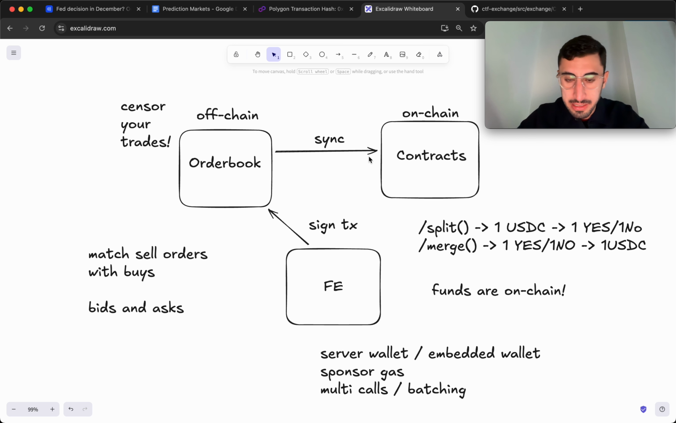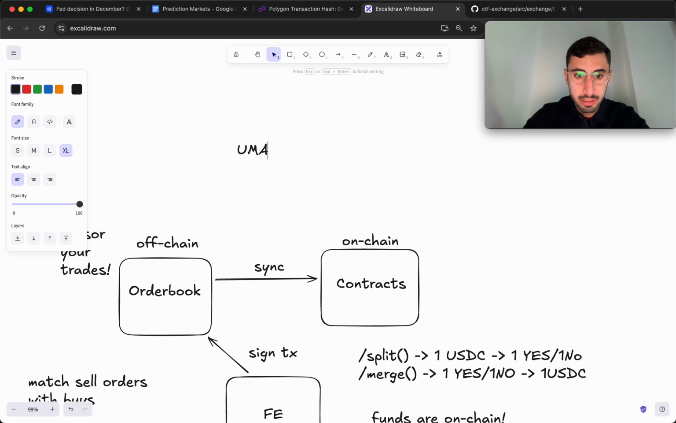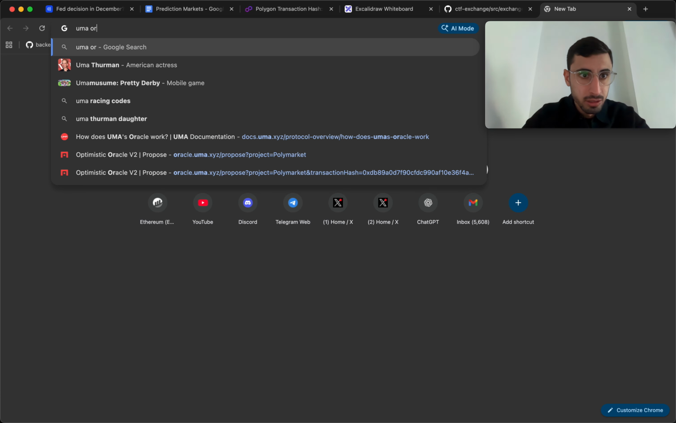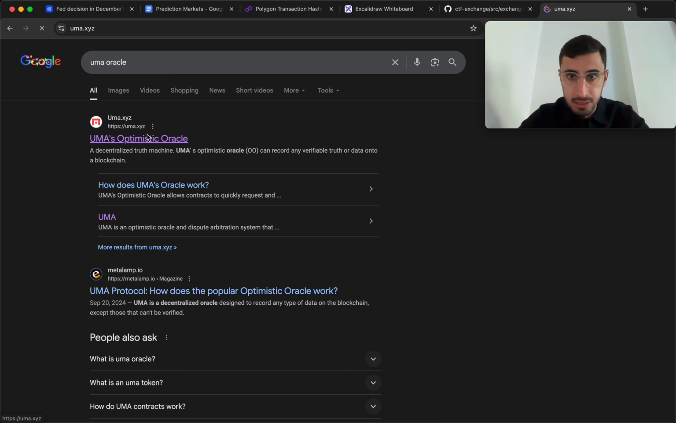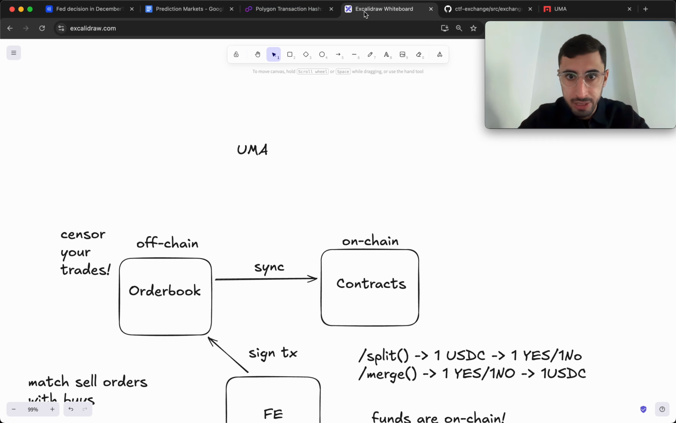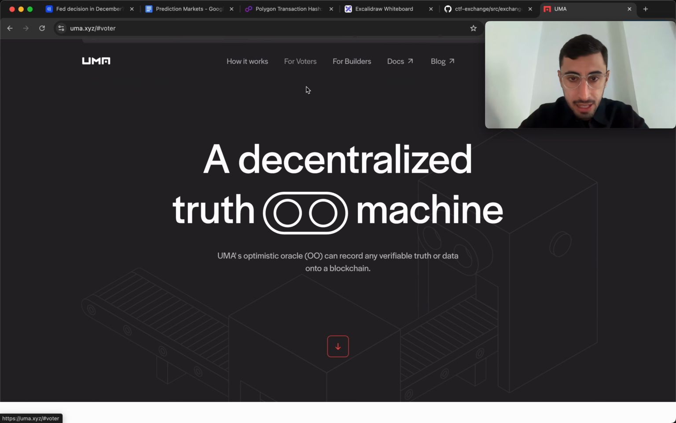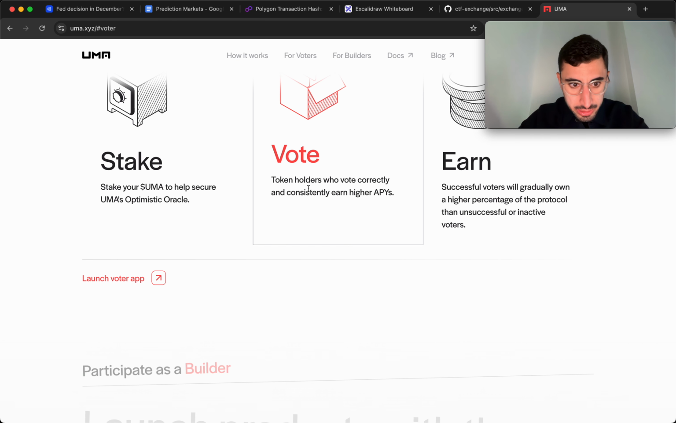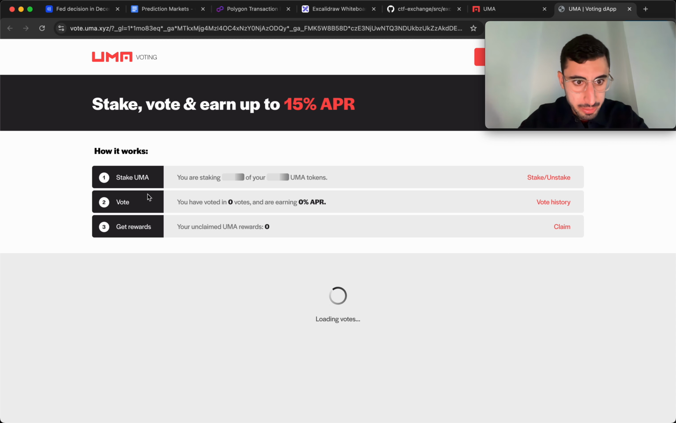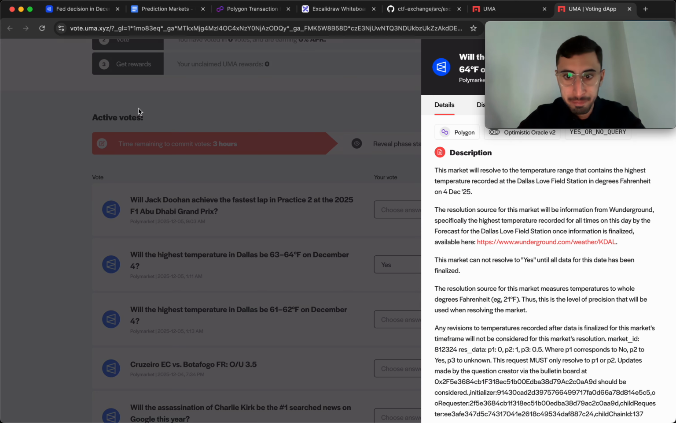Okay, so one last thing I wanna talk about, how the market actually settles. They're using UMA Oracle, which is an optimistic oracle, which is just a fancy word for anyone can come in and give an answer. So if you look here, launch voter app. So here, for example, will the highest temperature in Dallas be 63, whatever, and I can choose an answer, and I can actually sign this if I had some UMA.